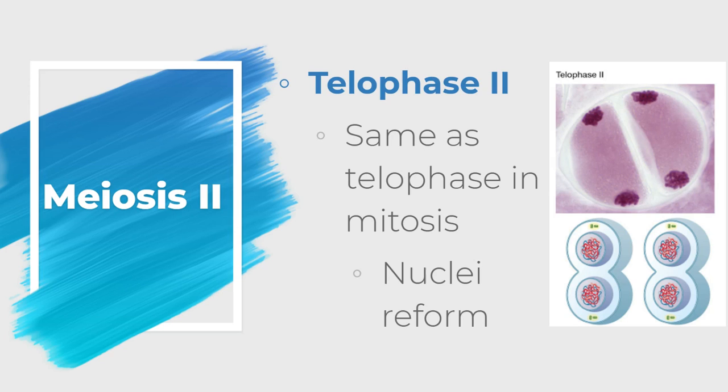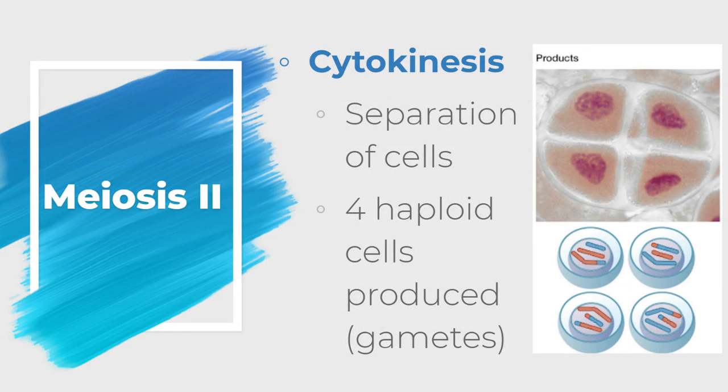And then in telophase 2, again, same as mitosis. The nuclei are going to reform, and then the chromosomes are going to unwind into chromatin. And then we have a second cytokinesis, which is going to separate each cell into 2 more cells, making 4 total haploid cells, which are known as gametes, because they only have half the information you need to make a human, or an organism, I should say. So that's why it takes mom and dad in order to make a baby.